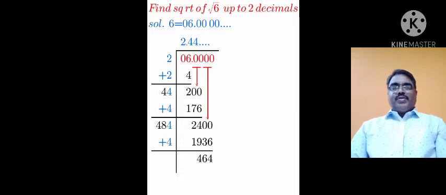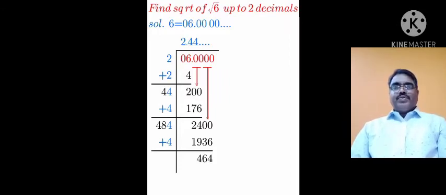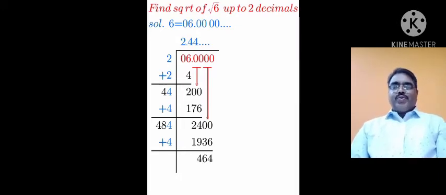First you consider 0, 6 and recall that the perfect square number less than 6 is 4, which you get by 2 into 2. So taking 2 into 2 equals 4. Here the divisor is 2. Subtracting 4 from 6 you get 2. Bring down a pair of zeros. You get 200 as the new dividend. Here in the divisor you add 2 plus 2 getting 4.